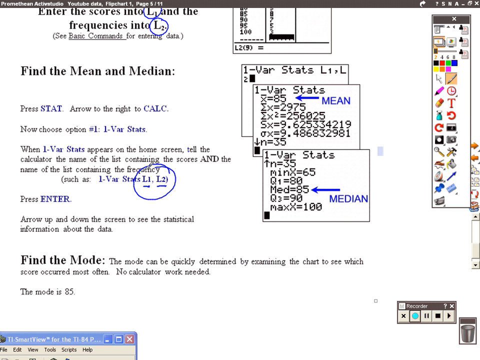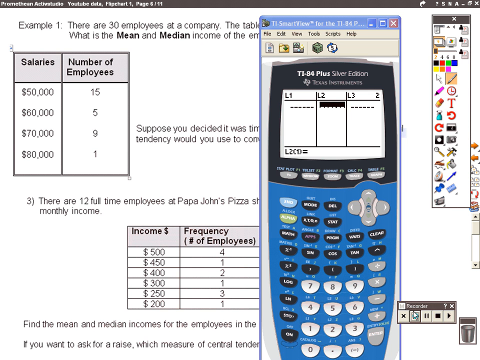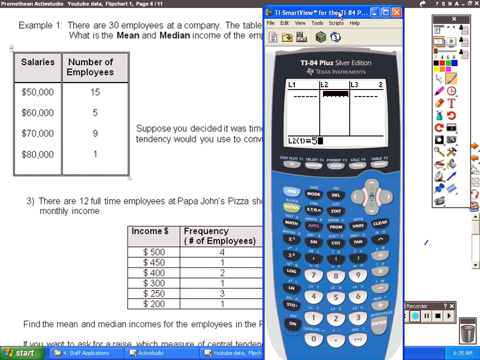Alright, let's take a look at an example of this. There are 30 employees at a company, and the table below shows their annual salaries. Find the mean, median, and mode of the employees. So I have my calculator up, and I'm going to enter the data. So the first salary is $50,000. The second salary, whoops, let's clear that because I'm in list number 2. Let's go back to list number 1.